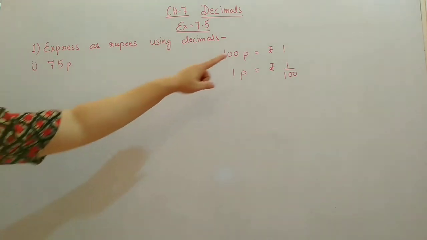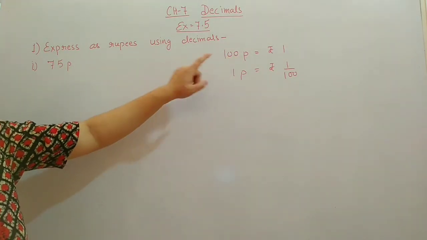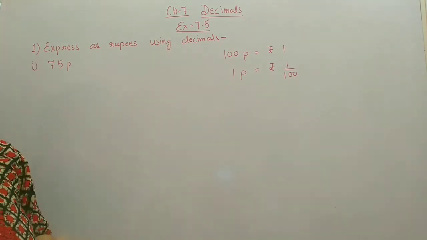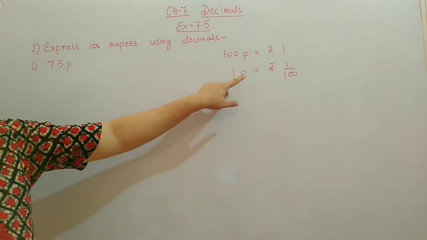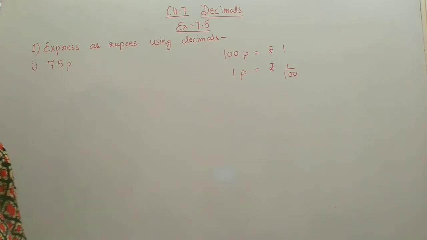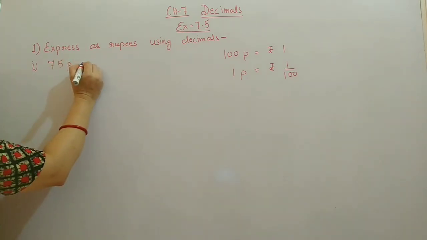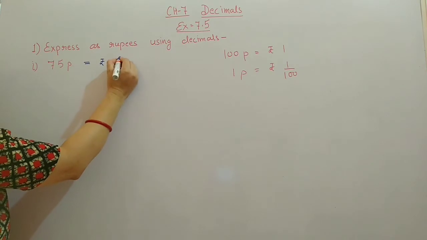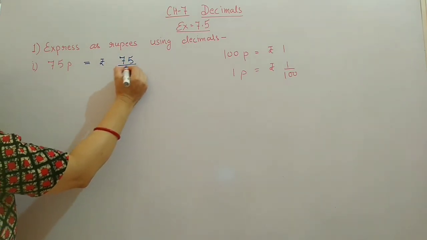As we know, 1 rupee has 100 paise, or we can say 100 paise is equal to 1 rupee. So 1 paise will be equal to 1 by 100 rupees, because paise is a small unit and rupees is a bigger unit. To convert a small unit to a bigger unit we have to divide. So to change paise into rupees we have to divide by 100. The first part is 75 paise. To change 75 paise into rupees we have to divide by 100.